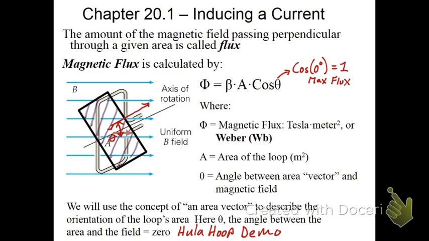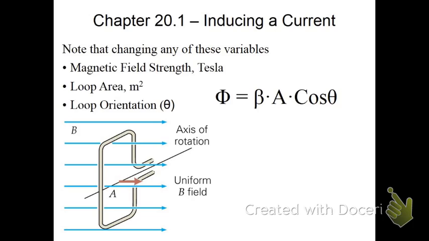But we're only halfway there. We've quantified it, but what we really need to do is not just have flux, but we need to have a change in flux. That is what gives us our voltage. That's what gives us our energy to induce a current. So let's look at how we are going to make flux change.